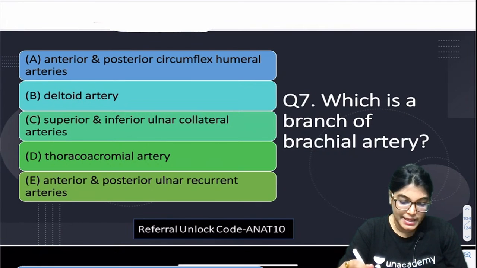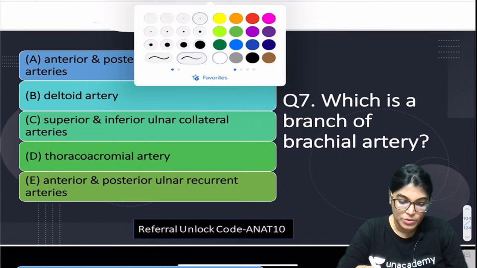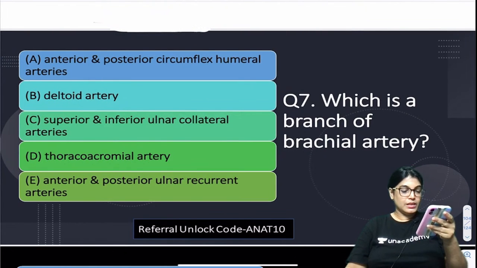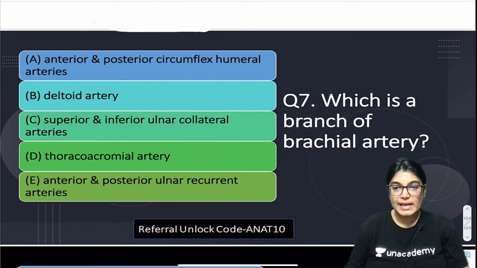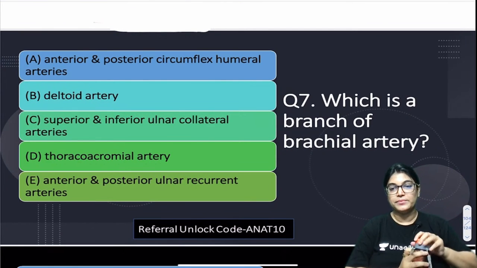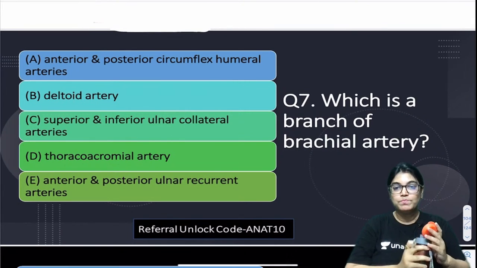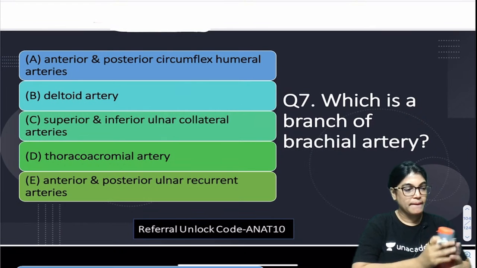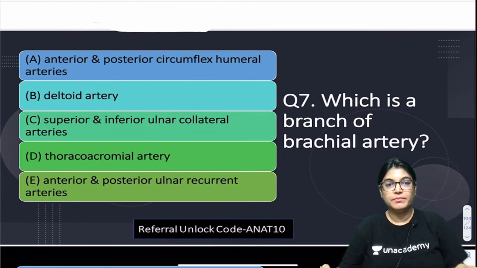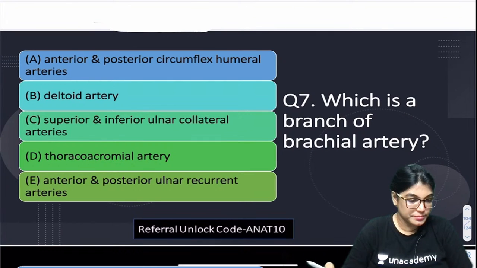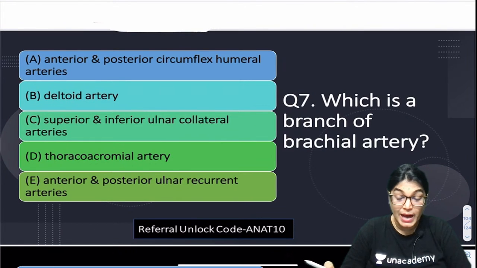So yes, I am getting A as the answer. What about others? Harish VP is telling it's A. Acharya is also telling it's A. Anterior and posterior circumflex humeral artery, branch of brachial artery.